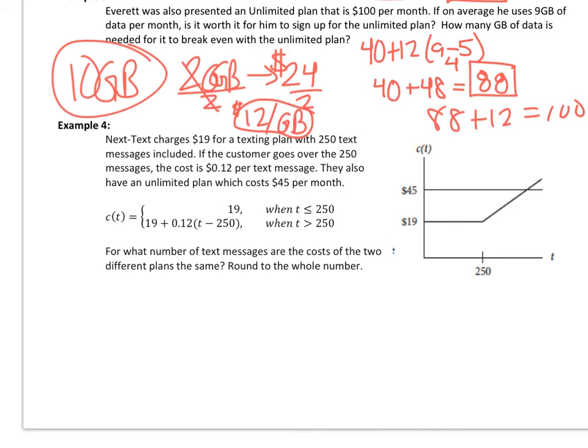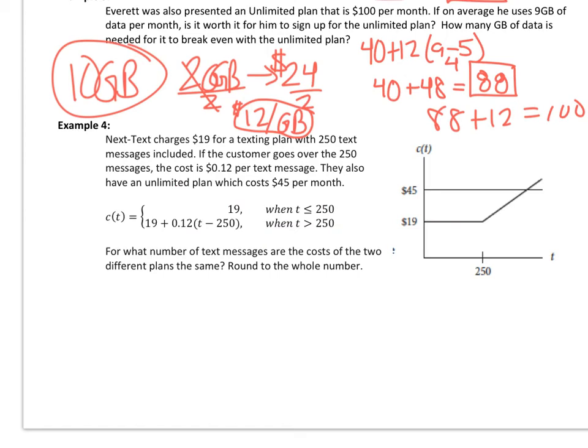So Next Text charges $19 for a texting plan with 250 text messages included. If the customer goes over 250 messages, the cost is 12 cents per text message. So it's not really anything you need to know, but because it's right here already in the piecewise function. So it's $19 up until 250. If they go over 250, it follows this new function here. There's also an unlimited plan for $45.